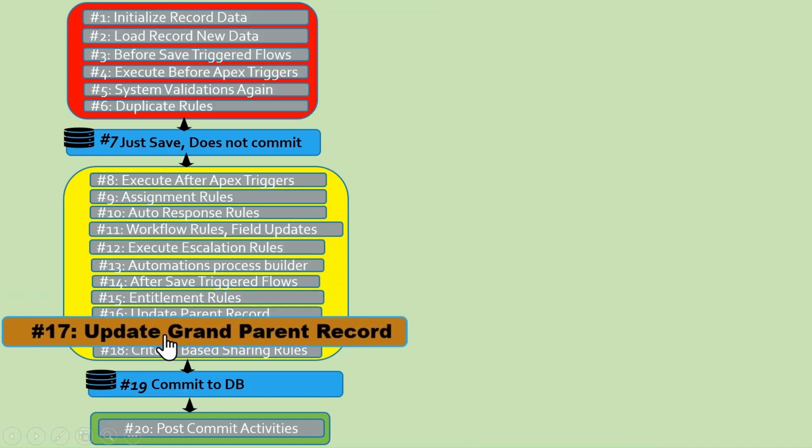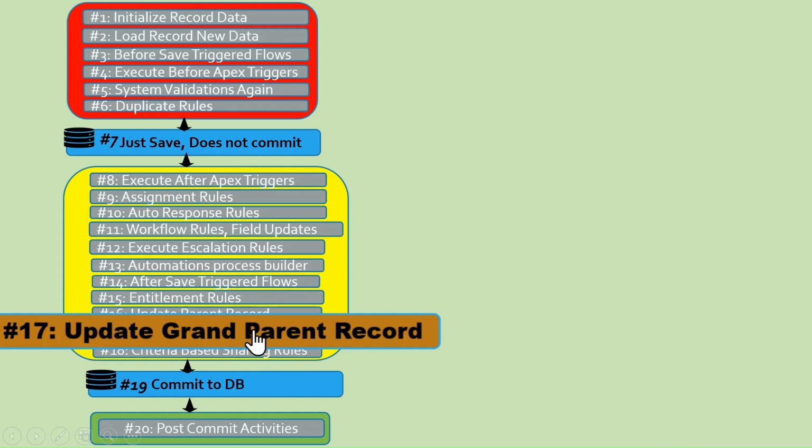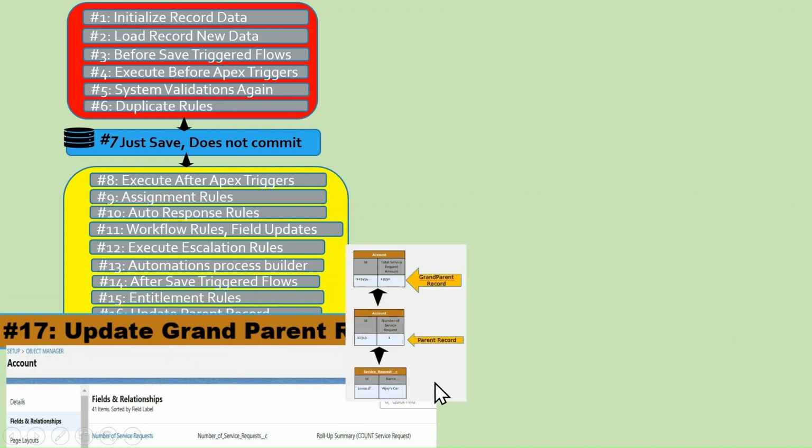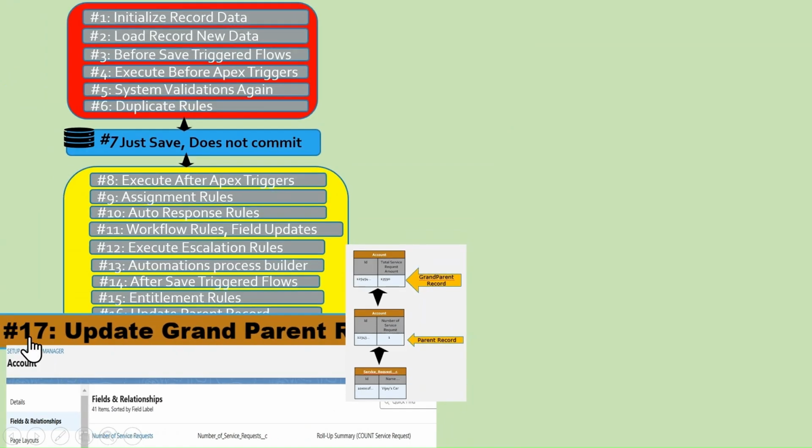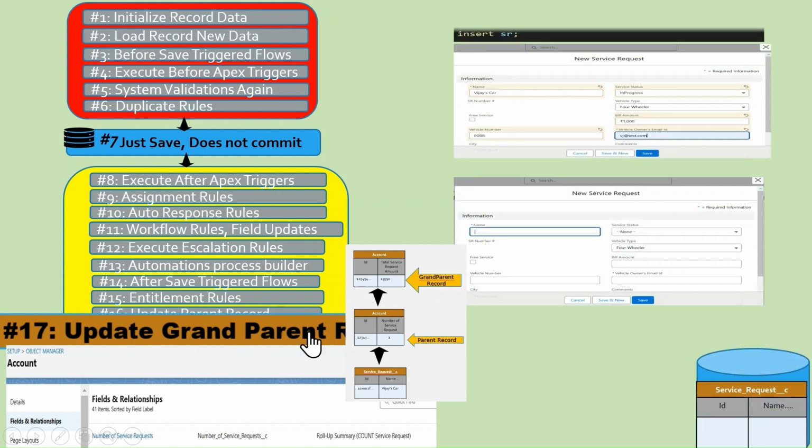Step number 17 is to update the grandparent record. For example, if our service request object has parent as account and account has parent as account again, then that account becomes a grandparent. And in case the grandparent has the roll-up summary field, in that case, as part of this 17, it has to update the grandparent record also. So let's see for our service request insert DML operation.